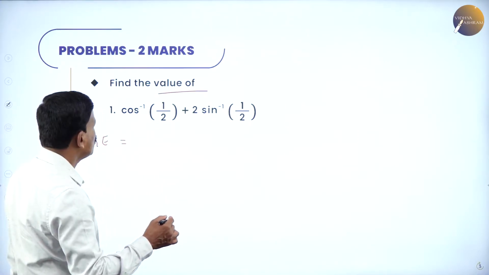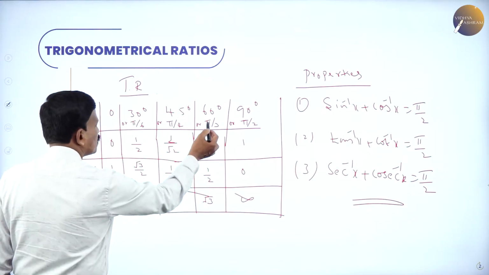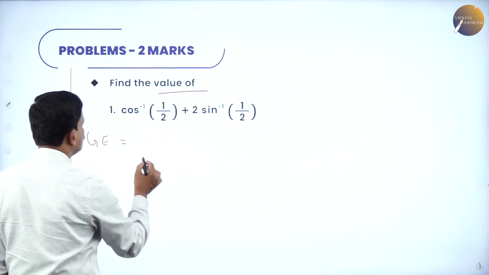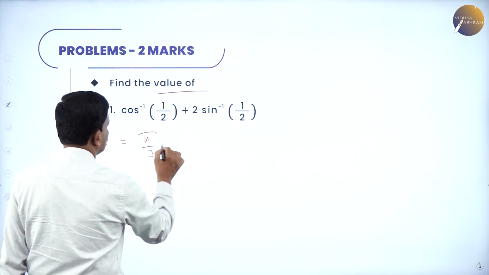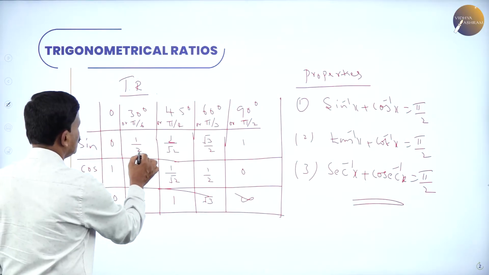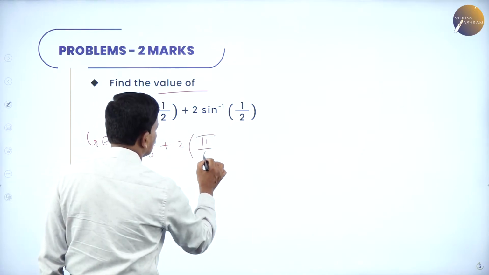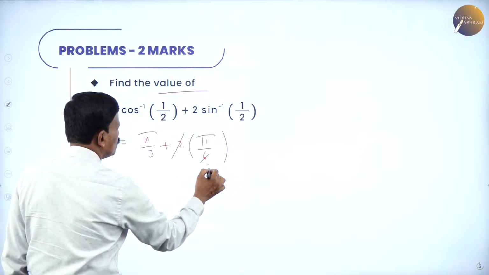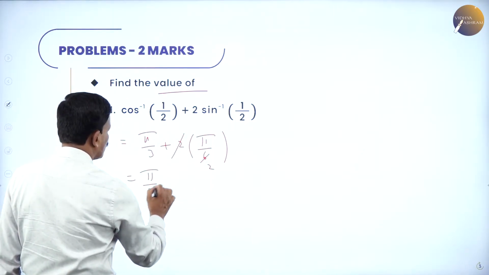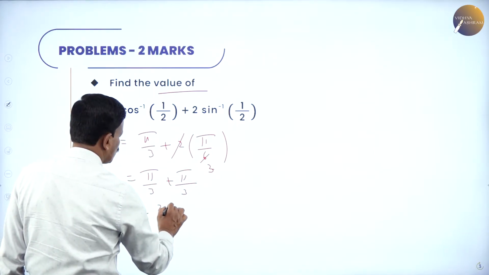Let us come to this table. So, cos inverse 1 by 2: for pi by 3 it is 1 by 2. So, this can be written as pi by 3 plus 2 into, for sine 30 is 1 by 2. So, sine 30 means pi by 6. You can divide. So, this is equal to pi by 3 plus pi by 3, that is equal to 2 pi by 3.